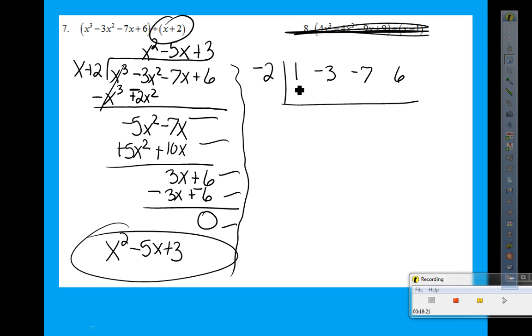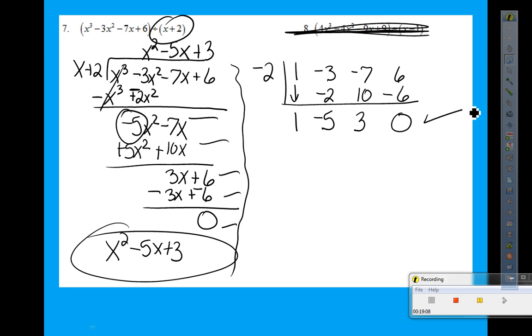Here's step 1. Whatever this number is, drop it straight down. And then we do this. We take this number times this number and put it there. So negative 2 times 1 is negative 2. Add those numbers together and get negative 5. Check out that negative 5 right there. And then I'm going to go negative 2 times negative 5 is positive 10. Add those together and get 3. Negative 2 times 3 is negative 6. Add those together and get 0.